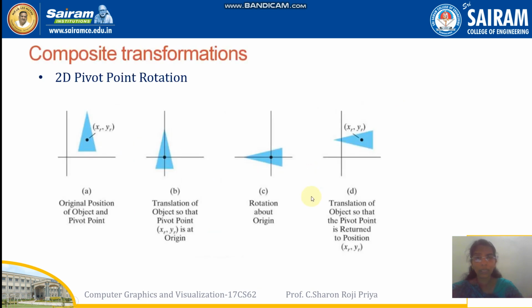What is this fourth case? I have to find the successive transformations when I do pivot point rotation. Usually I will rotate with respect to the origin. Now if I want to rotate with respect to any pivot value, these are the steps.